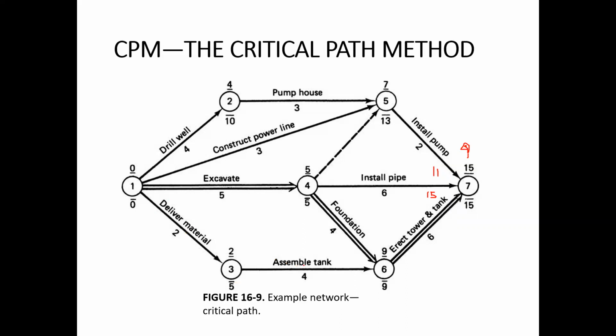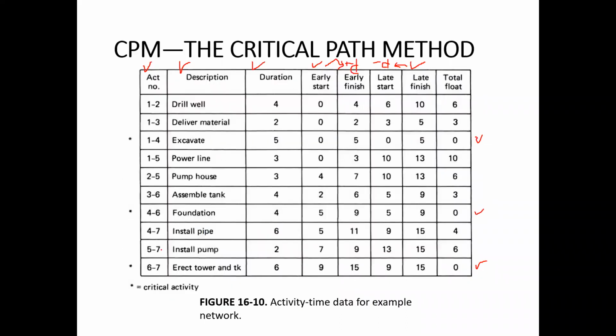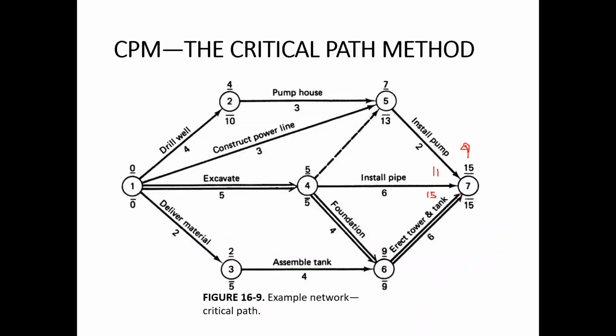For example, assemble tank has a float of 3 weeks. So if instead of 2, it starts at 5, then 5 plus 4 is 9, and 9 plus 6 is 15. It is not going to change. So after doing these calculations, we found 2 types of activities: critical and non-critical activities.